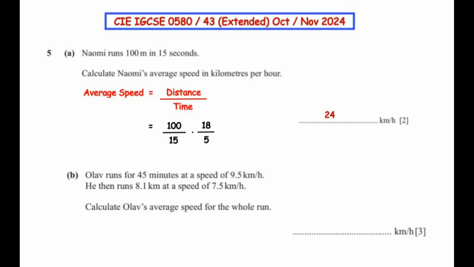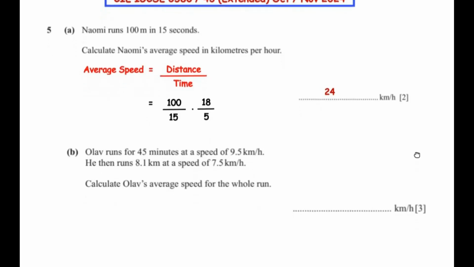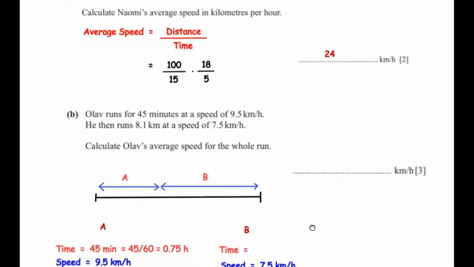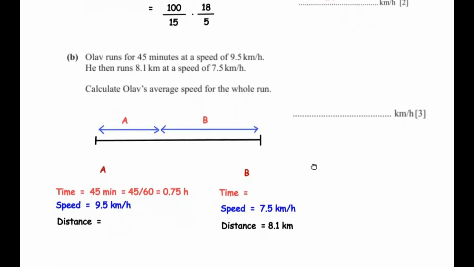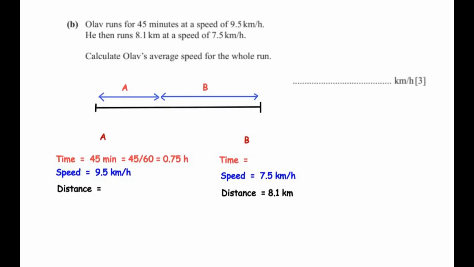So let us try to understand this question by using a rough figure first. Now here we have divided Olav's journey into two parts, that is part A and part B. The first part represents the 45 minutes with a speed of 9.5 kilometers per hour. So here for part A of the journey, I have written the data given. That is, time is given as 45 minutes, but speed is mentioned in kilometers per hour. So we have to convert this 45 minutes into hours. So we have divided 45 minutes by 60, giving us the time as 0.75 hours.